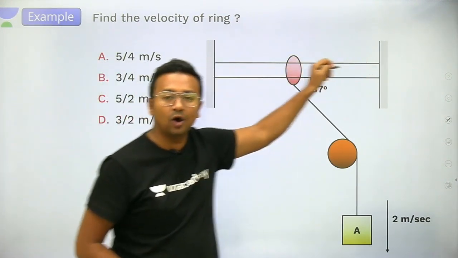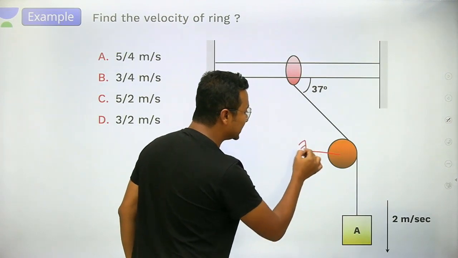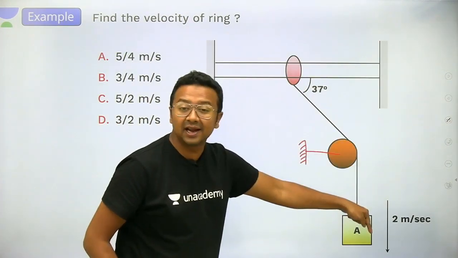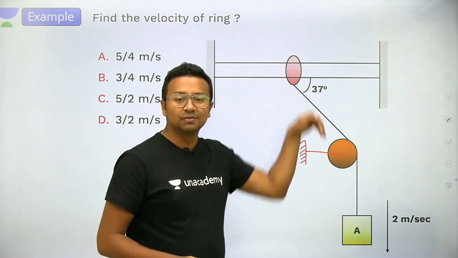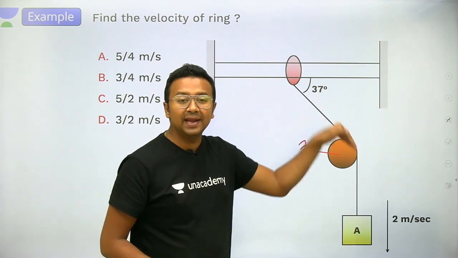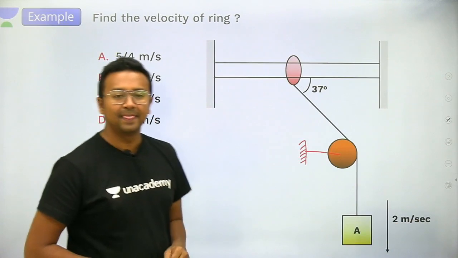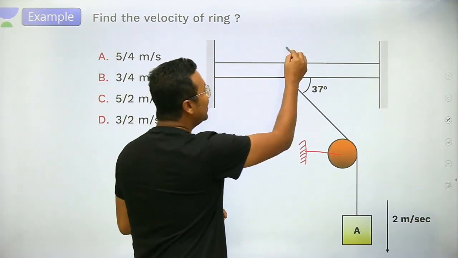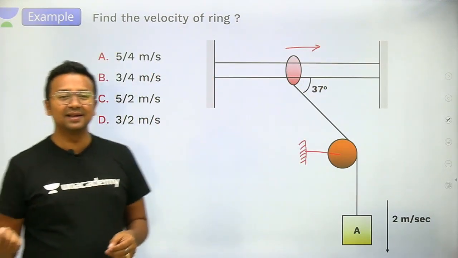It is moving over a pulley which is fixed. It is connected to another block A. Now, this block A is moving down with a velocity of 2 meters per second. Then what should be the velocity of this particular ring? That is the question. Very simple, right?